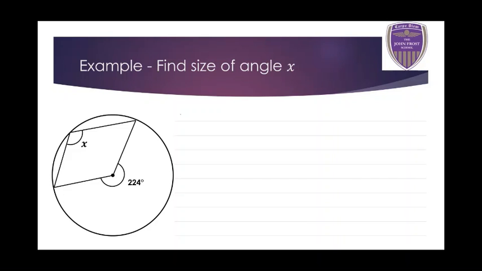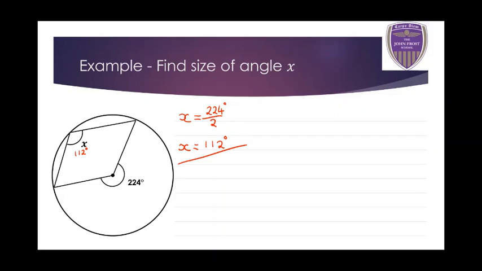So I know that angle x is going to be half of the angle at the center. So x is equal to 224 divided by 2. Therefore, half of 224 is 112 degrees. And that's my final answer for this question as well, okay? So those are the examples.